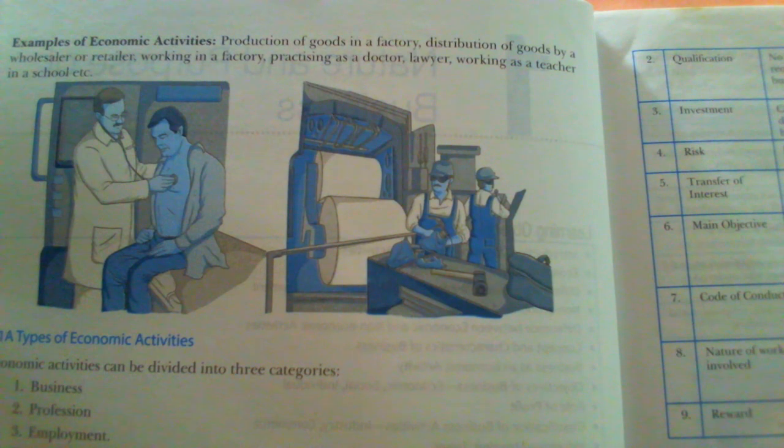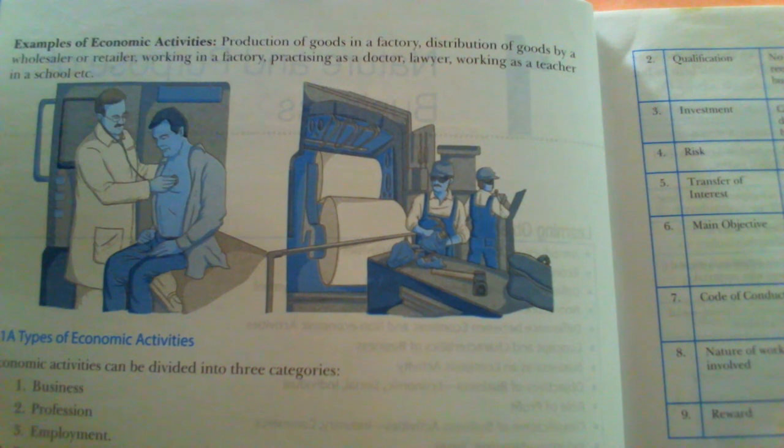Examples of economic activities: production of goods in a factory, distribution of goods by a wholesaler or retailer, working in a factory, practicing as a doctor, lawyer, working as a teacher in a school, etc.